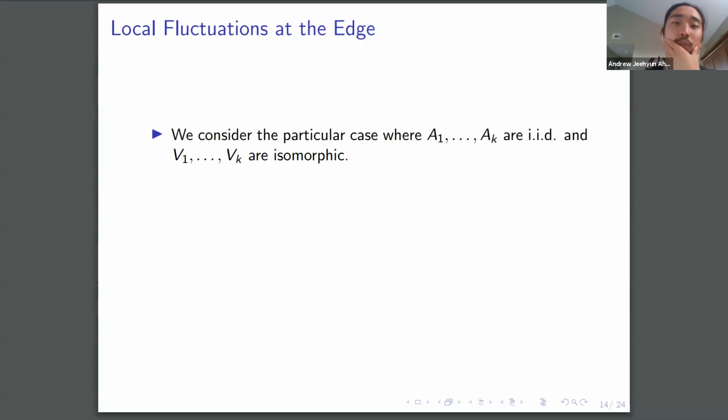Okay, so for us, we'll simplify the setting for the purposes of this talk. We'll just consider the A1 through AK to be IID. And so these A1 through AK, recall, are the random matrices, and V1 through VK, the representations, are all just going to be isomorphic irreps of UN.